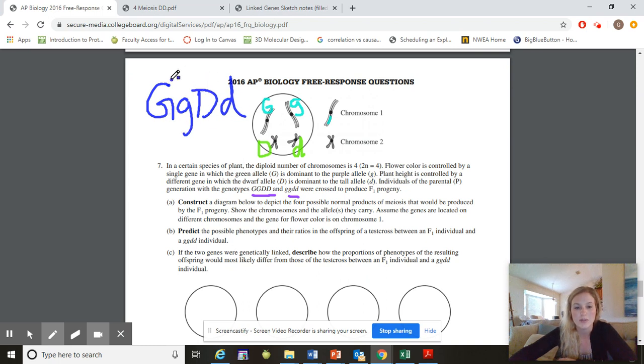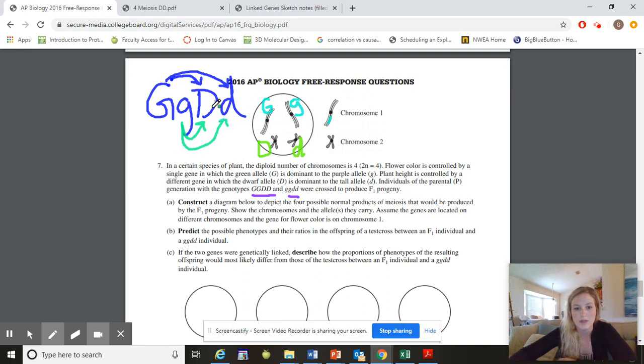So if you remember, the first combination is capital G and capital D, and the second combination is capital G and lowercase d. Then our next combinations would be little g and capital D, and then little g and lowercase d.